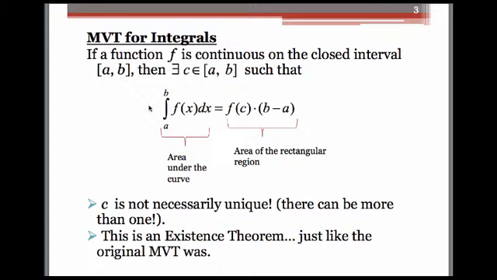Now think about what all these pieces mean. The integral from a to b of f of x dx, that's the area under the curve, a definite integral. F of c times b minus a, well, that's going to be the area of the rectangular region. F of c is going to be the height of the rectangle. B minus a is going to be the base, the width.